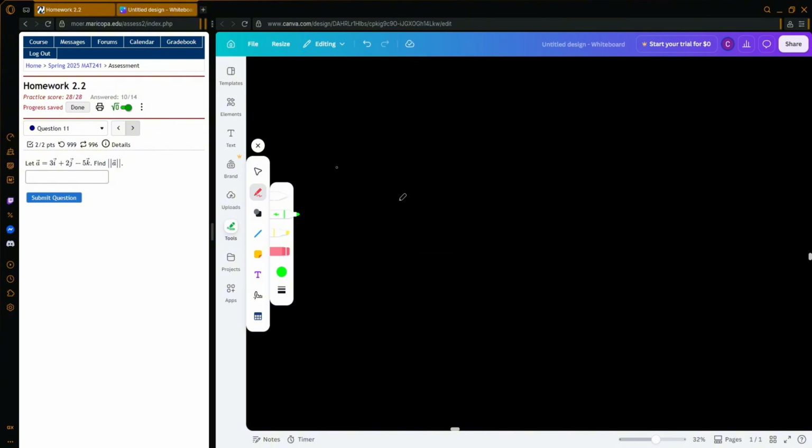We're going to find the magnitude of this one, so again, that's just going to be the square root of 9 plus 4 plus 25. So that's 29 plus 9, which would be 38, square root of 38.